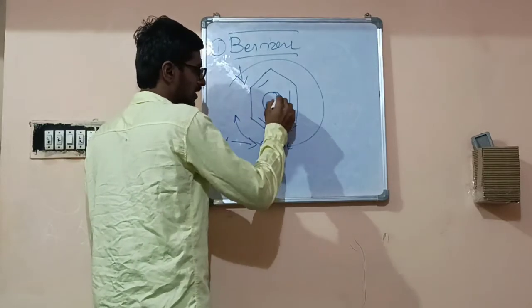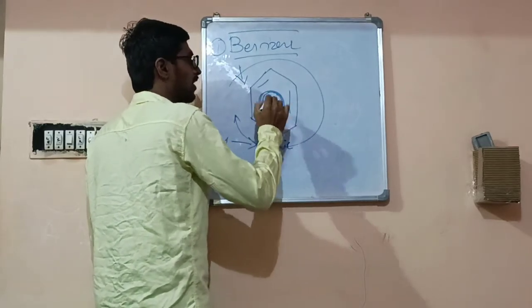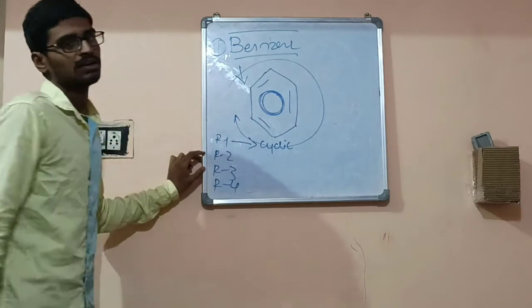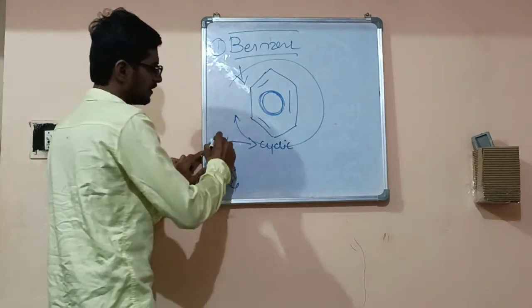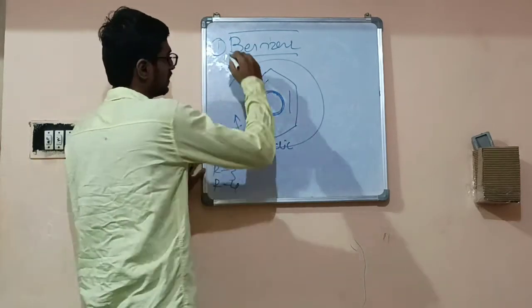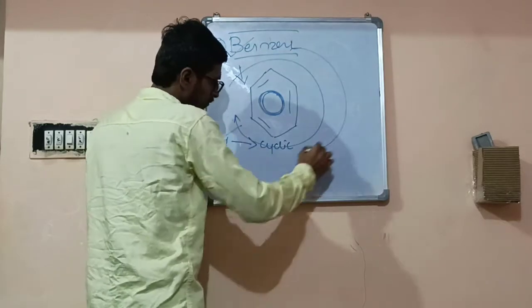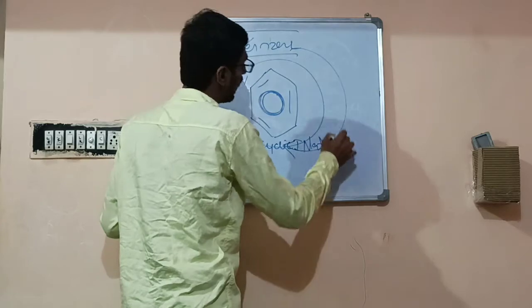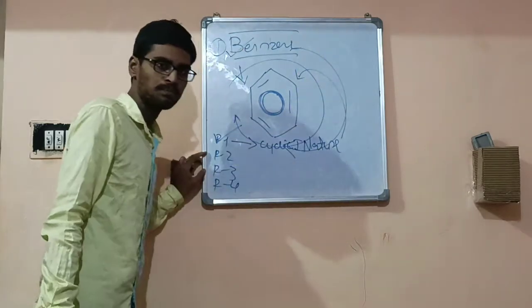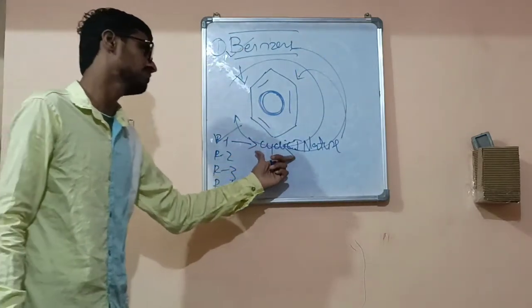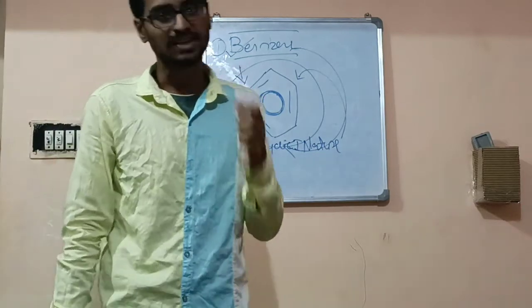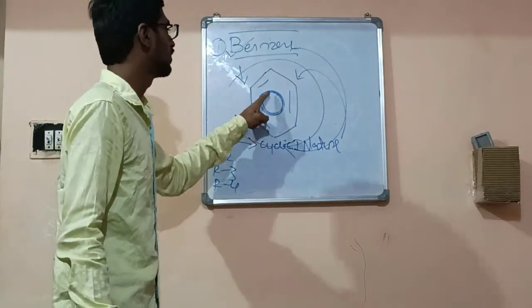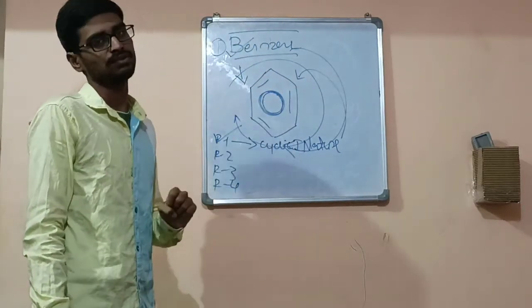That's why it possesses one ring and one double bond in its structure. So the first rule is satisfied for benzene, which is completely cyclic in nature. This is one of the best rules and it is applicable for benzene. That is why this compound is completely cyclic in nature, containing only one ring.